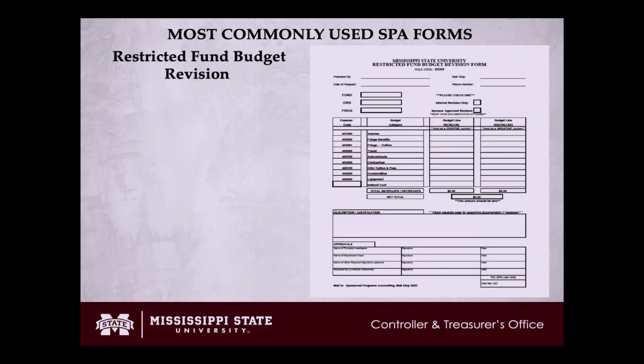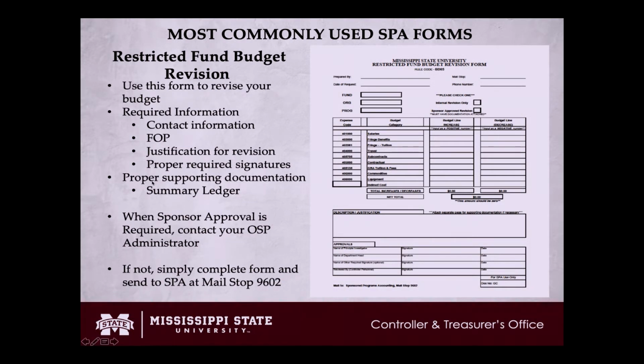Restricted fund budget revision. We use this form to revise your budget. This is not an entry that you're able to key at the department level, so this is a form that will have to be completed and then submitted through campus mail, or actually you can submit this form in PDF format to spaccounting@mstate.edu.